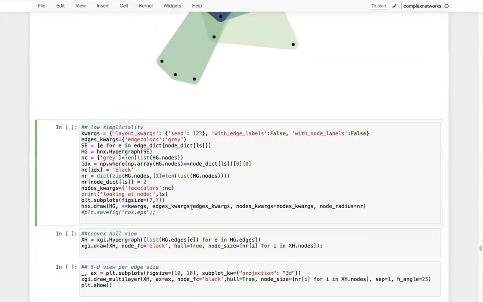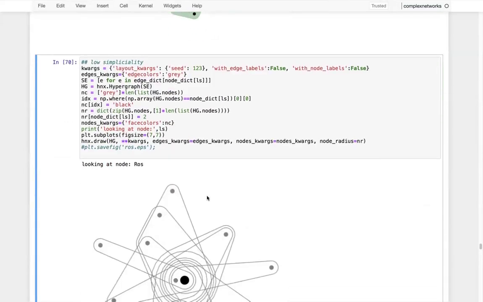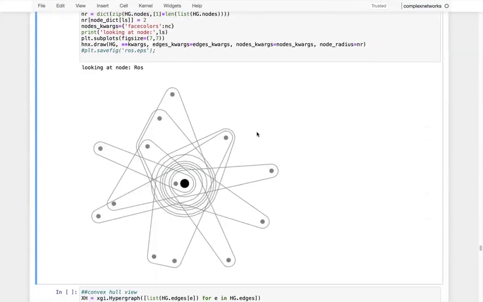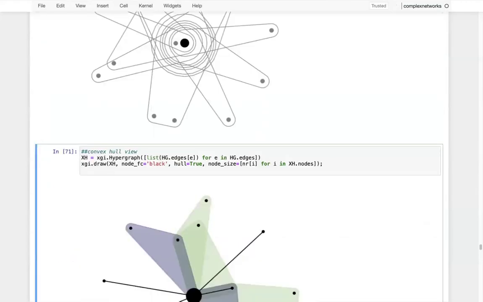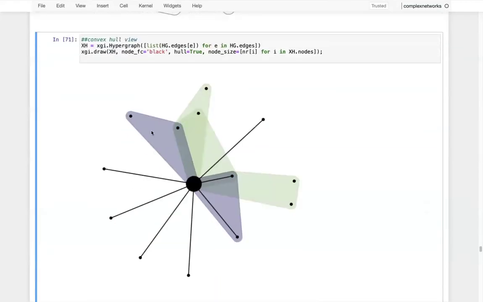But if we look at the character with low simpliciality, maybe it's not so clear in this drawing, but there's not as much overlap in this case. Actually, there's not much overlap. It looks a bit more like a star, and this is probably more clear if we look at the convex hull type view. You can see that there's much less overlap between the composition of the edges, or the hyperedges.